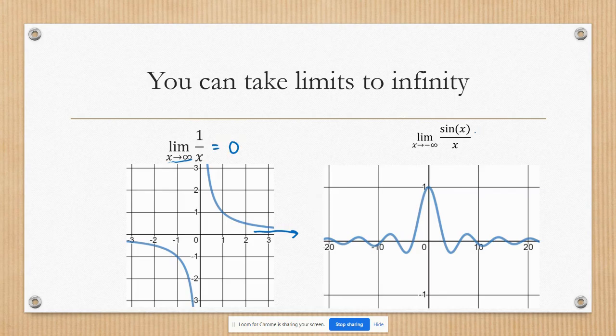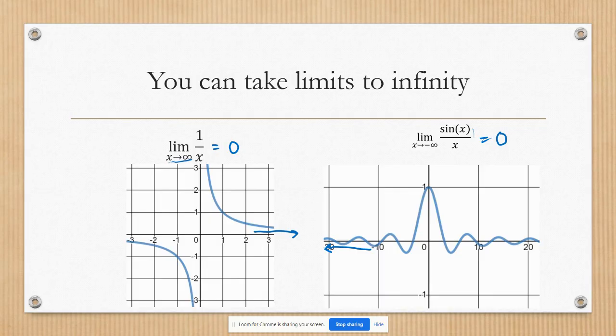And here's sine x over x as x approaches negative infinity. So as my x-coordinates get closer and closer to negative infinity, I see that kind of oscillation, but it's oscillating slowly down and kind of bouncing down to 0. So this limit is 0 as x gets infinitely negative.